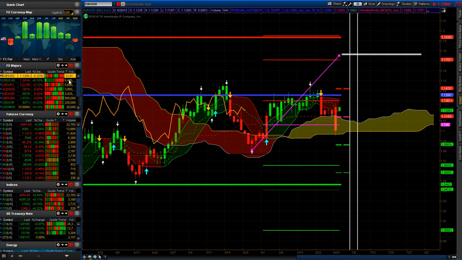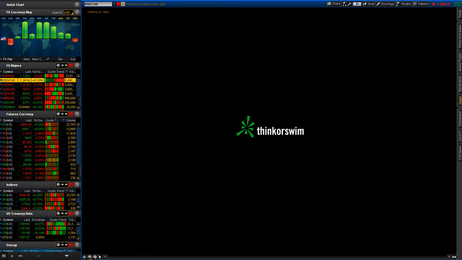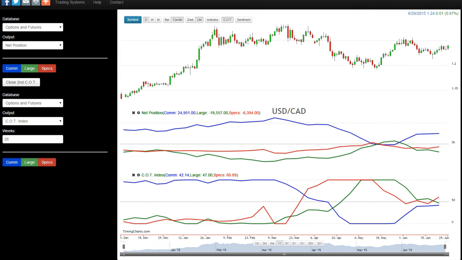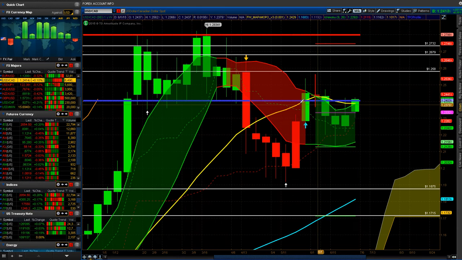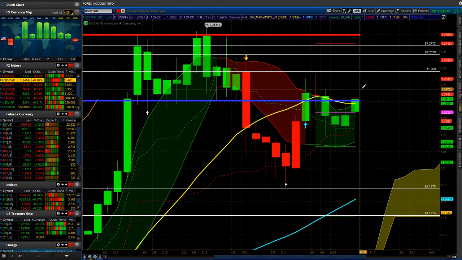Next, dollar CAD. Let's see what's going on with the dollar CAD. You can see that they're pretty much unwinding. Commercials and large speculators are unwinding, and you can see commercial going up. They put that high, and it kind of went up, and now it's going down. If you look at the price action, you can see that it's just chop zone, going back and forth. It's the same thing.